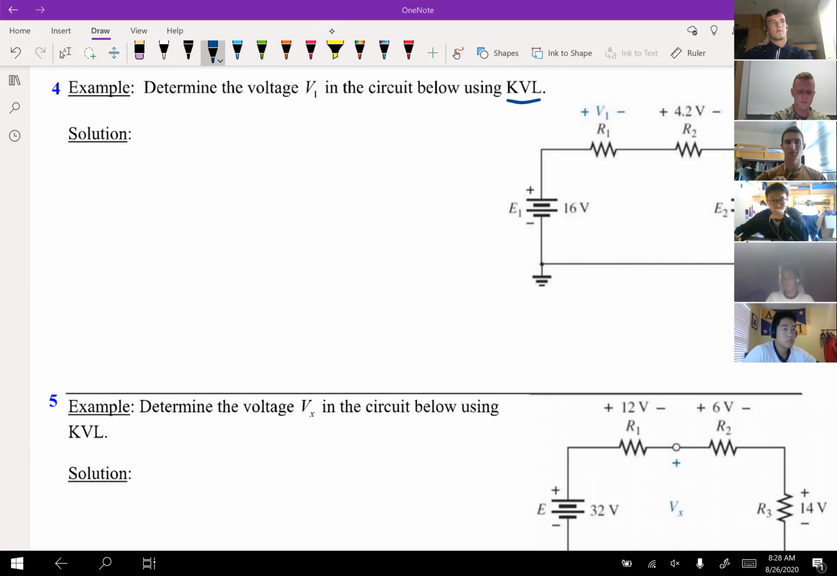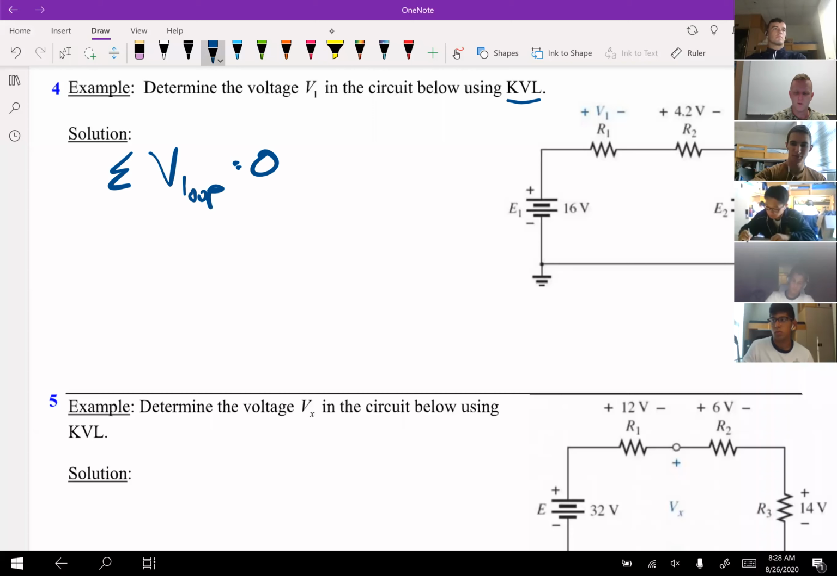I'm going to just do the sum of the voltages in a loop equaling 0, which means that I need to consider the rises and the drops, or the way that I'm going at it. I can pick either direction as a loop. I'm going to pick this way because I just always draw my loops in a clockwise direction initially and find that to be the easiest.